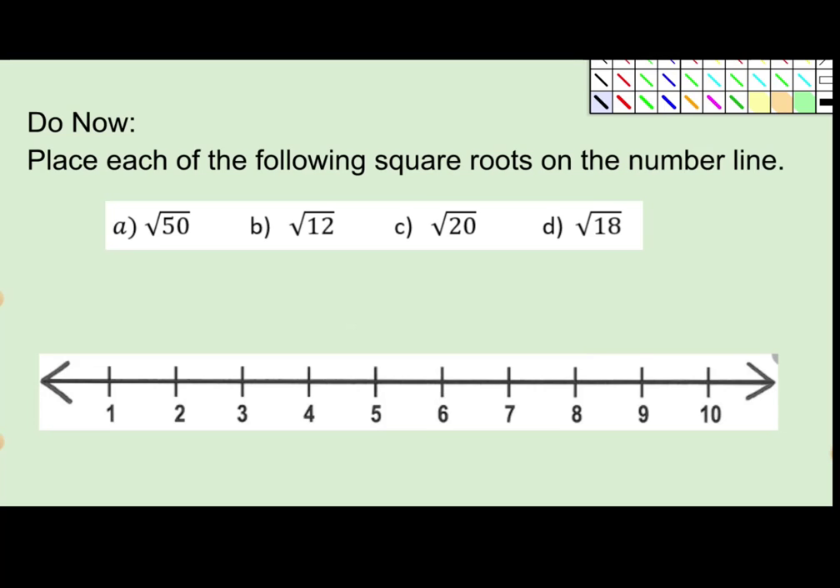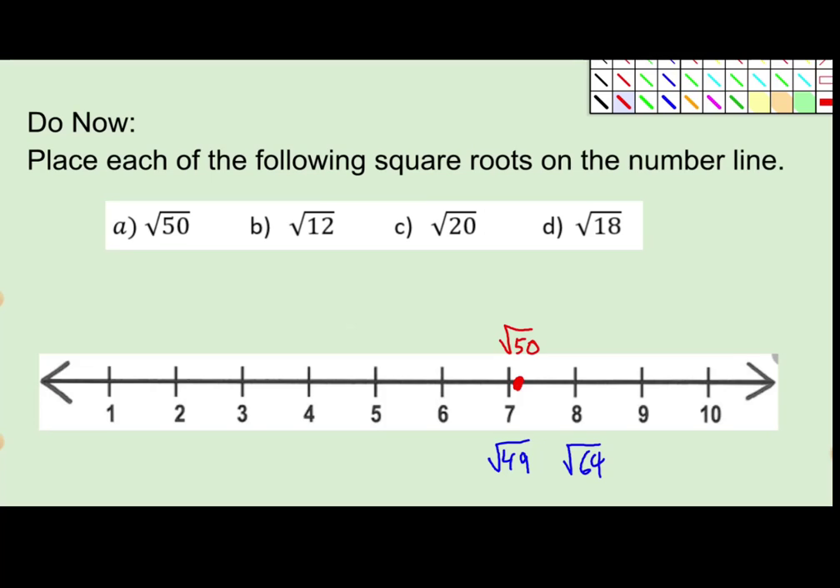So let's take the square root of 50. Where does the square root of 50 go? Well, the square root of 49 is 7, and I also know the square root of 64 is 8. So that means the square root of 50 is going to have to be somewhere right around here, pretty close to the square root of 49. So I'm going to put it right there.